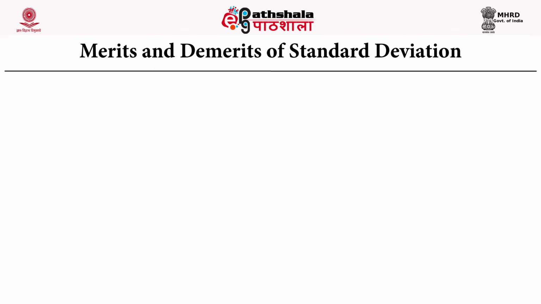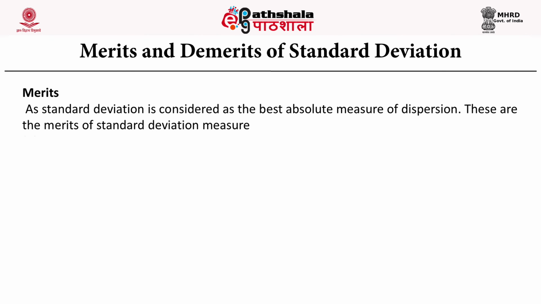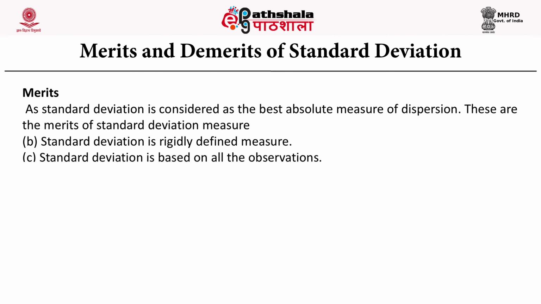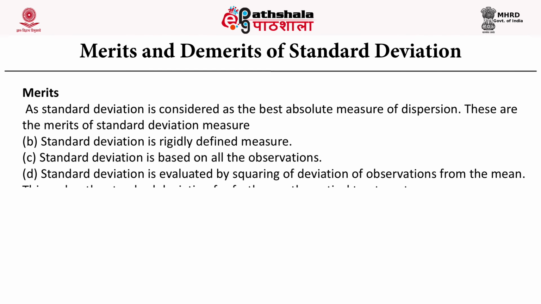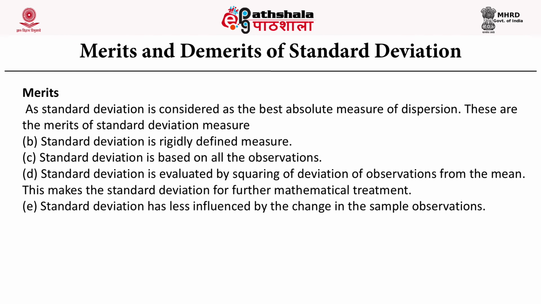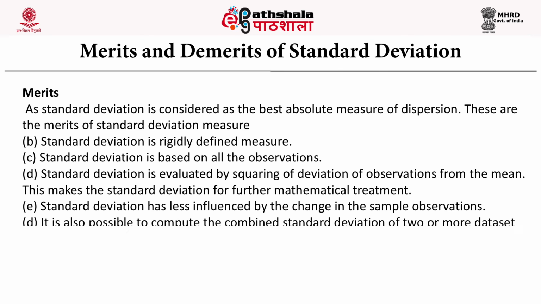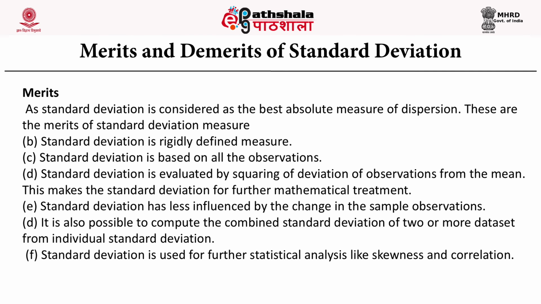So there are some merits and demerits of standard deviation. These are the merits, as standard deviation is considered the best absolute measure of dispersion. Standard deviation is a rigidly defined measure. Standard deviation is based on all the observations. Standard deviation is evaluated by squaring the deviations of observations from the mean, which makes it suitable for further mathematical treatment. Standard deviation is less influenced by changes in the sample observations.